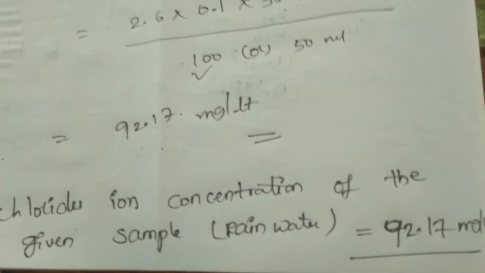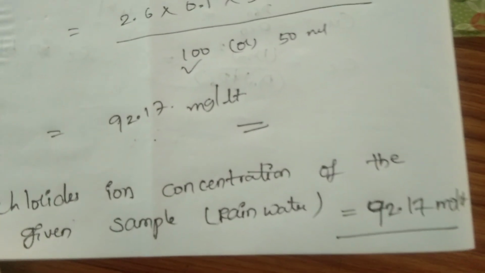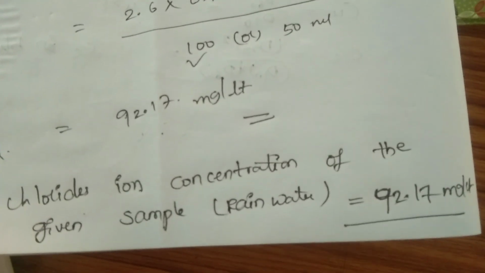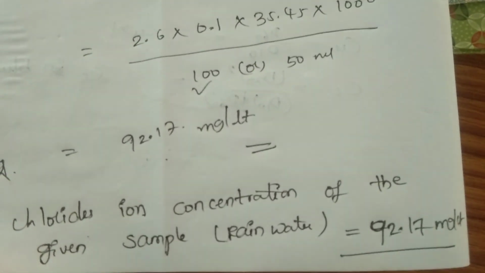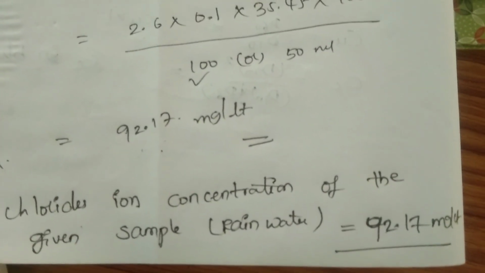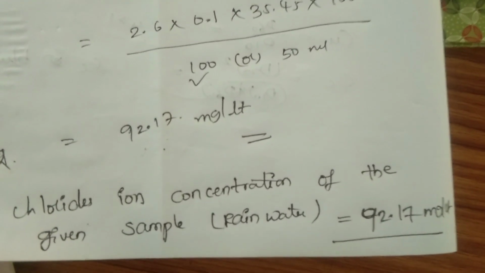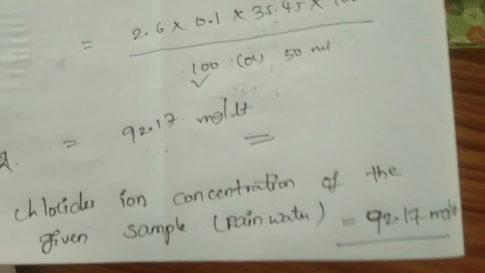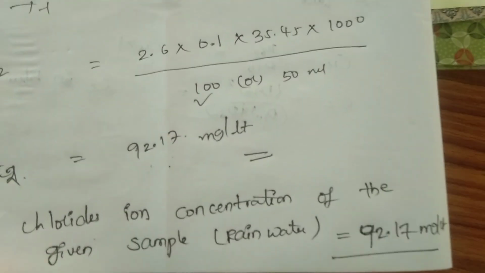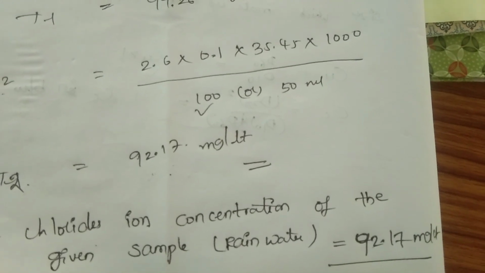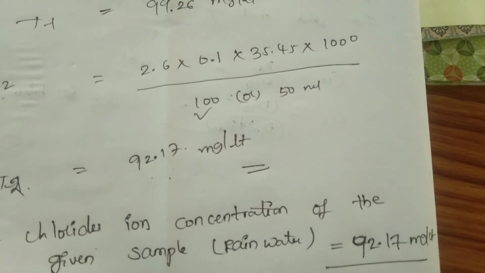And also we have some limits for drinking water: chlorides present in the water should be less than or equal to 250 mg per liter for it to be used for drinking. If it is greater than that, we will use it for domestic purposes only. Okay, so this is all about the chlorides present in the water sample.